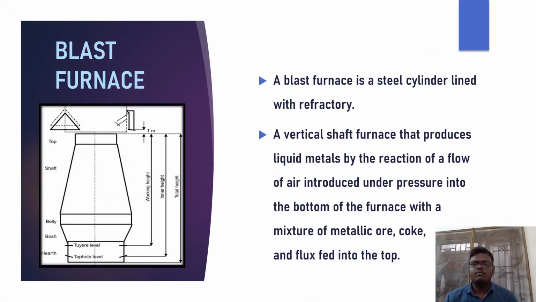Now, let's see the overview of blast furnace. A blast furnace is a type of metallurgical furnace used for smelting to produce industrial metals, generally pig iron, but also others such as lead or copper. Blast refers to the combustion air being forced or supplied above atmospheric pressure. A blast furnace is a steel cylinder lined with refractory, a vertical shaft furnace that produces liquid metals by the reaction of a flow of air introduced under pressure into the bottom of the furnace with a mixture of metallic ore, coke, and flux fed into the top.